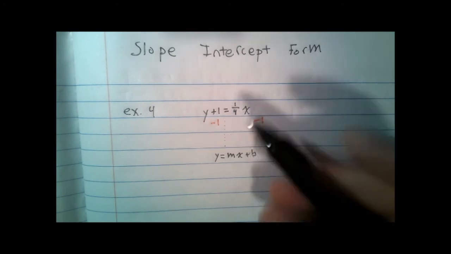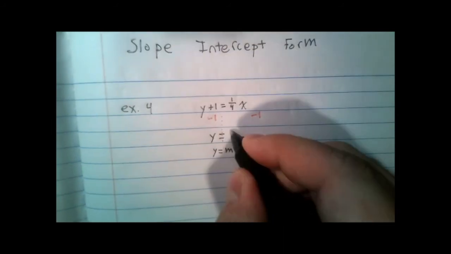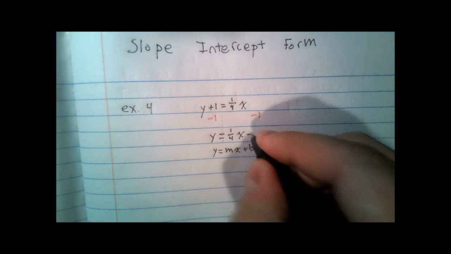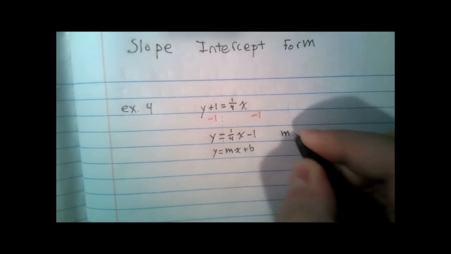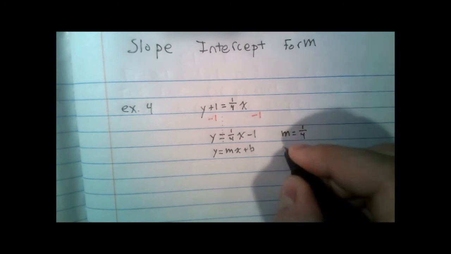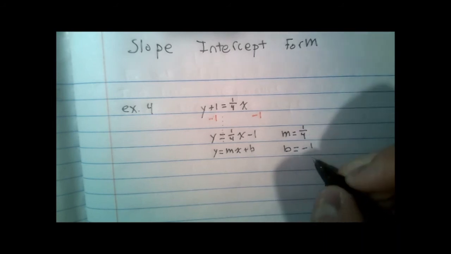So those are going to cancel, and I've got y equals 1/4 x minus 1, where my slope is 1/4 and my y-intercept is -1.